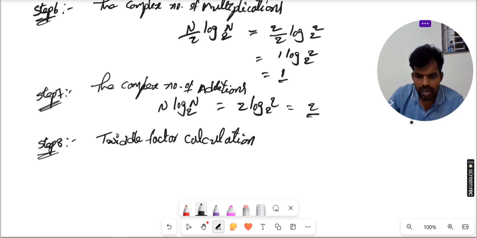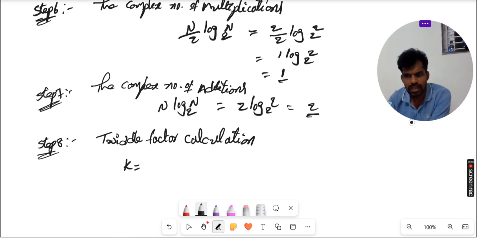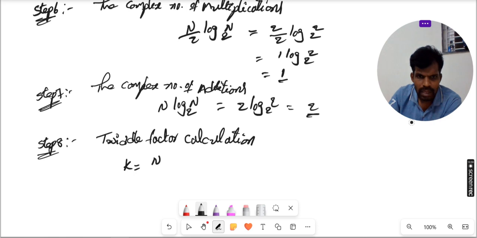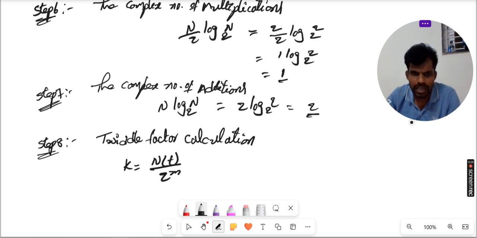Factor calculation. The formula to find the twiddle factor is k equals n into t by 2 power m, where small m is the stage index. How many stages are there for a given problem? In a butterfly we have only one stage.